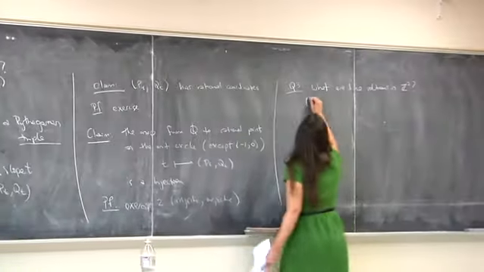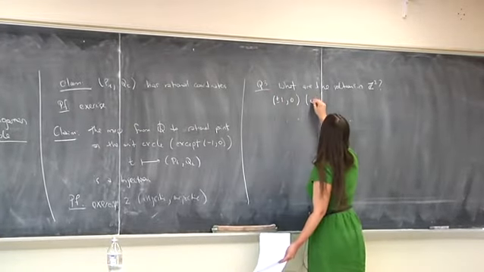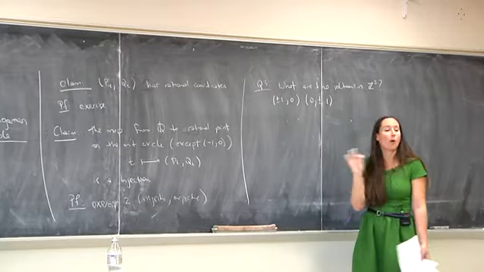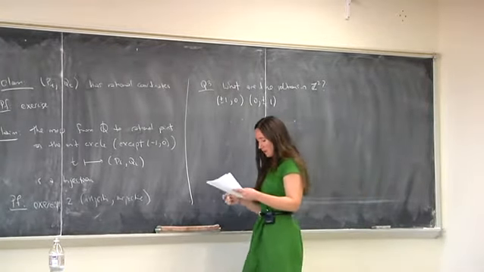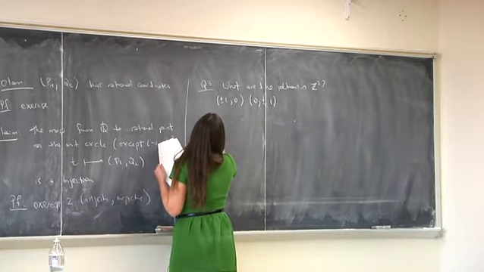So, let's just write it down. Plus or minus 1, 0, and 0, plus or minus 1. And there are no other solutions in the integers, right? And so let's ask something more interesting.